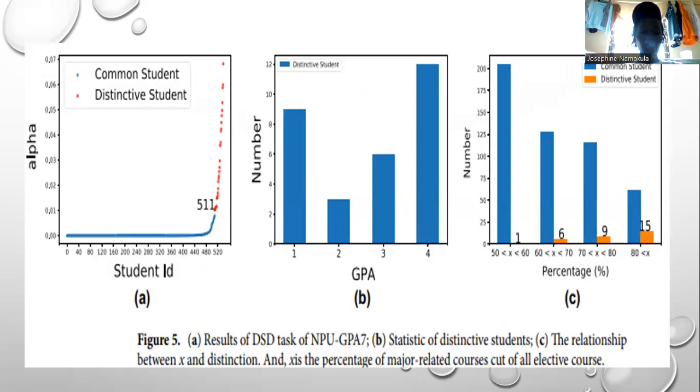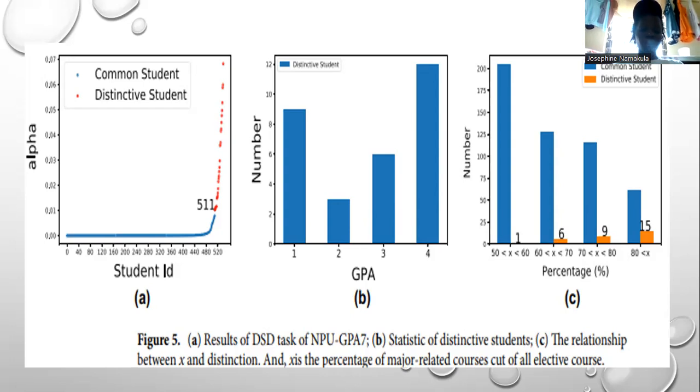It is showing blue lines. The blue ones are the common students, and the red dots are the distinctive students. It is shown that the difference between 480 and 520 shows that the distinctive students exhibit a significant gap in that scenario, indicating that these two originate from different distributions.